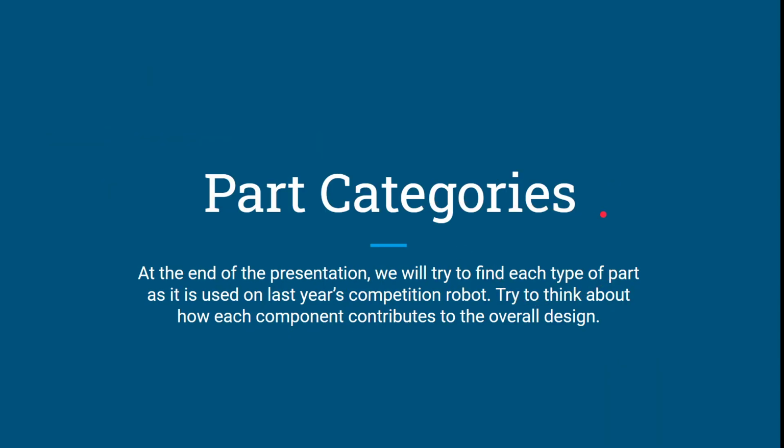So we just talked about the part categories, but at the end of the presentation, we'll look through last year's competition robot and try to find each one of these parts on the robot. It's going to be a quick activity, but I think it's another way to keep this grounded in reality, to see it on an actual design. I really think that's the best way to do it. So yeah, try to think about how each component contributes to an overall design as we do this. But right now, we're just going to be looking at the different types of parts.